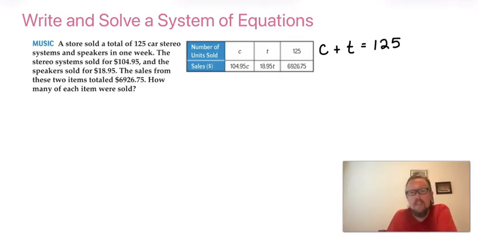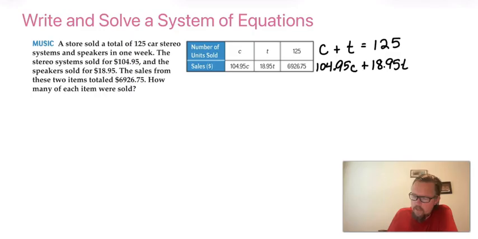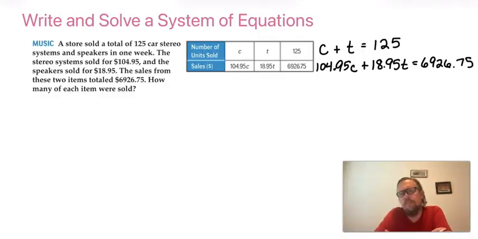Stereo systems is our C variable, and the speakers are our T variable, and we can tell because the next equation is 104.95C, and since the stereo systems were 104.95 each, that means C is the stereo systems, and then the speakers were 18.95 each, 18.95T, and the total that we made was $6,926.75. So there's our two equations.